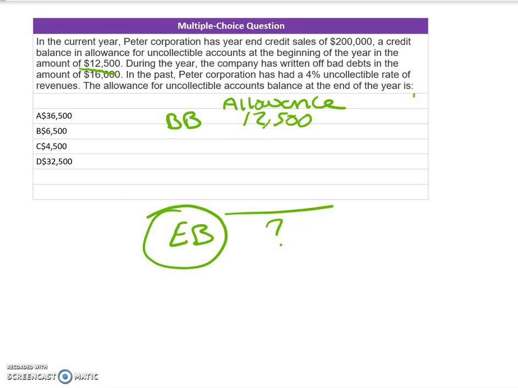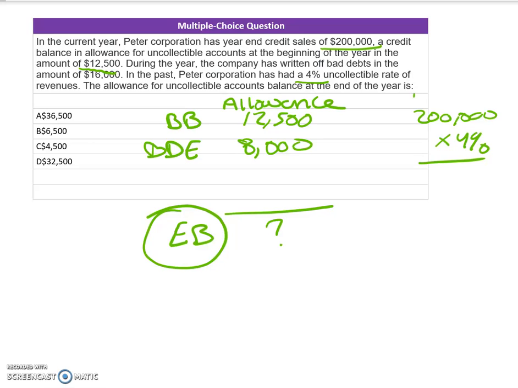We know that our percentage of sales is going to be the method that we are using to calculate our bad debt expense. And that is going to be what? 4% of 200,000. And that equals 8,000. We know that that is going to be increasing our allowance balance.